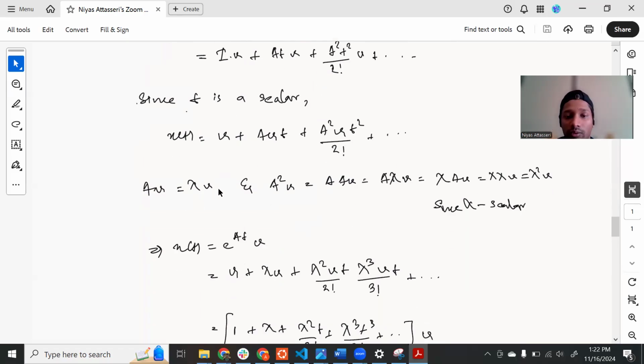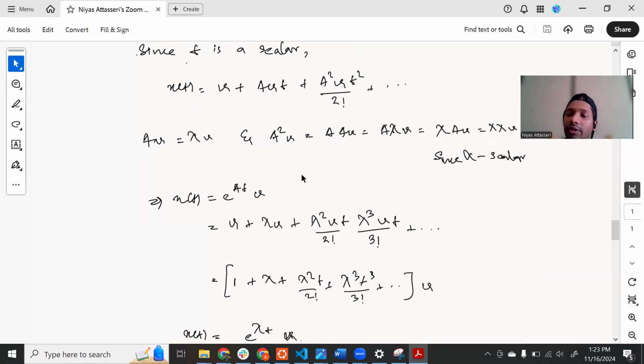Now, since we know that Av equals lambda v, we can write the first one as lambda vt. And the second one, A square v t square by 2 factorial, you can write as A multiplied by Av, where Av can be replaced by lambda v. So A lambda v. Then again, you can take lambda outside because lambda is a scalar. You will have lambda Av, where Av is again equal to lambda v. So you get lambda square times v. Similarly, for any expression like A cube v, we will get lambda cube v. So using the eigenvector equation, we can transform it that way.